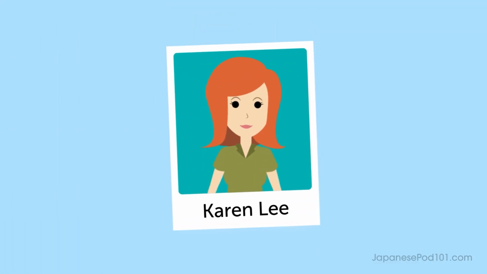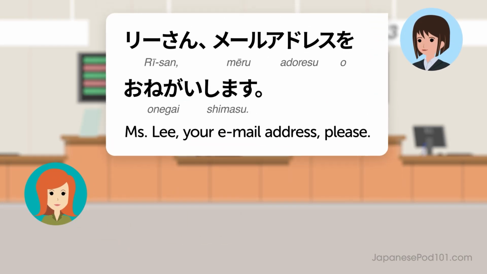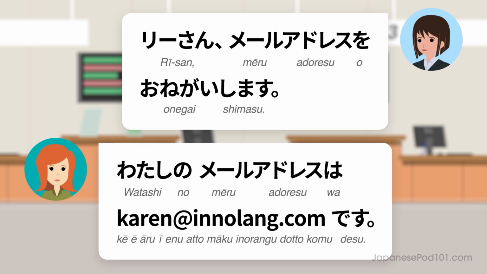This is Karen Lee, and she's at City Hall, registering her address. The civil servant who is helping her says, Miss Lee, your email address, please. リーさん、メールアドレスをお願いします。 Listen to the conversation and focus on the response. Ready?